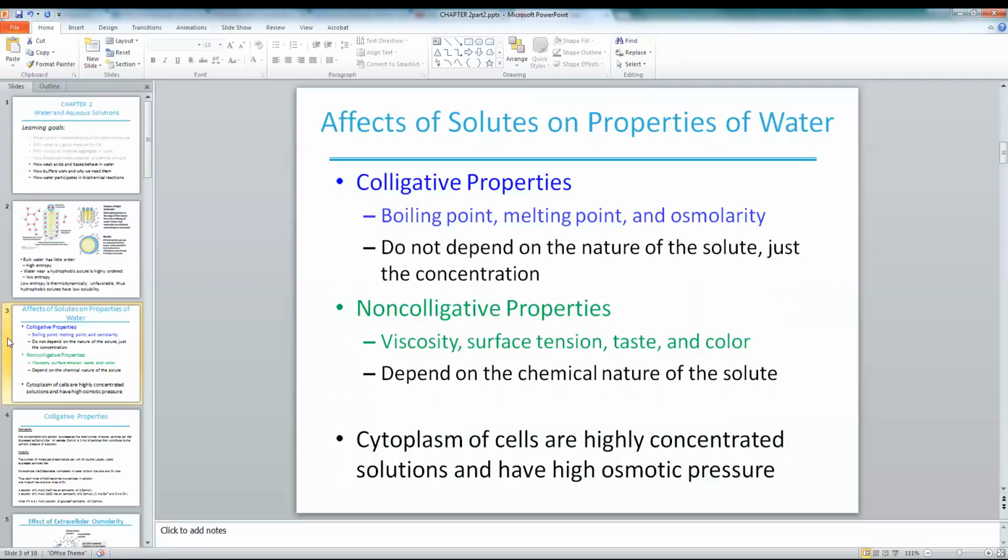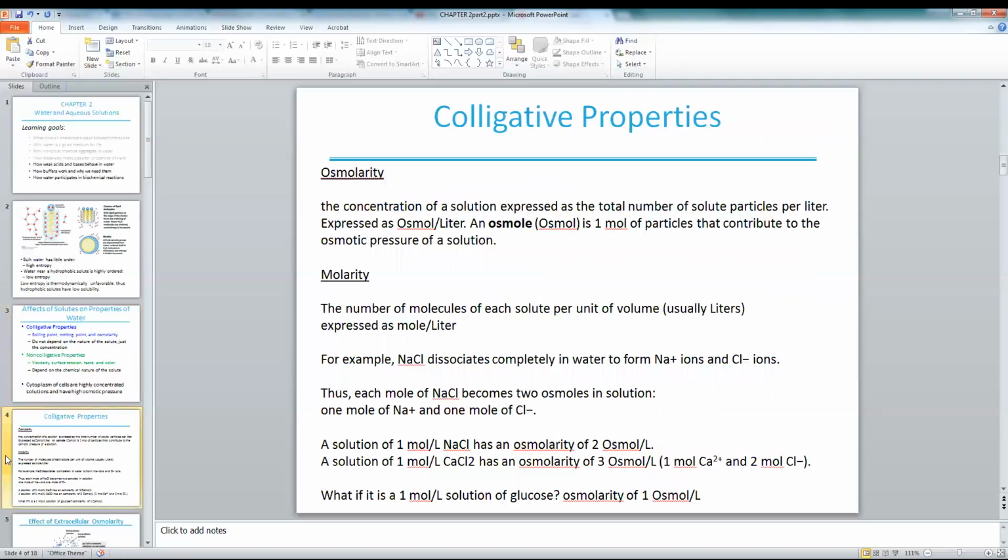When we're thinking about this in terms of a cell, we know that cells are highly concentrated solutions and they're going to have osmotic pressure. So it might be useful for us to take a look at what some of these terms are and have working definitions for them. Osmolarity is the concentration of a solution expressed as the total number of solute particles per liter. So that's an osmole per liter. Another way of saying that is that an osmole is 1 mole of particles. Doesn't matter what the particles are, just 1 mole of particles that contribute to the osmotic pressure of a solution.